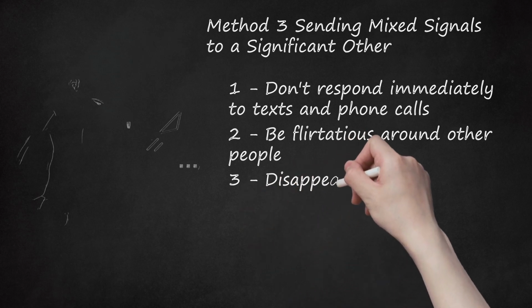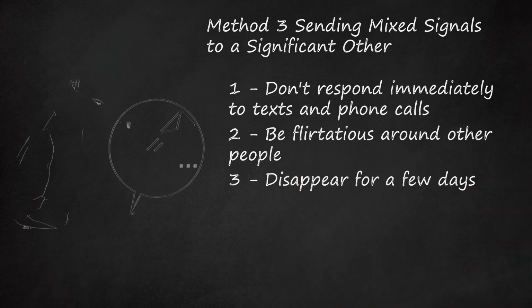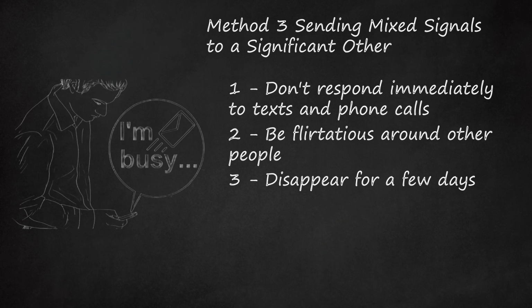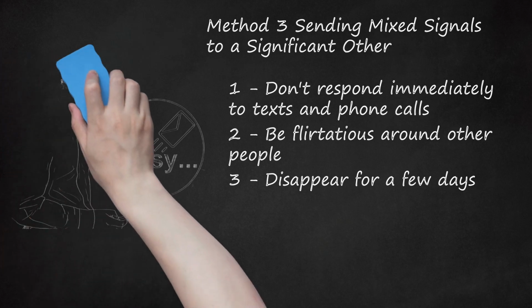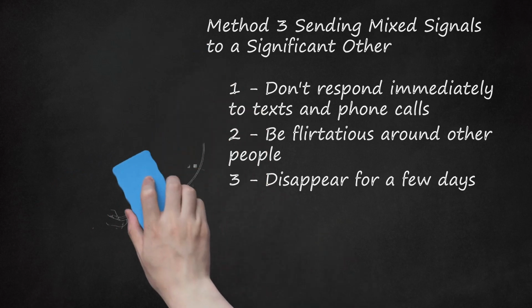3. Disappear for a few days. Maybe you two have been spending a lot of great time together, and things seem to be heating up. Throw her off course by not speaking to her for a few days. If she calls or texts you, asking you to meet up or just chat, simply send her a text that explains you are busy. Be vague, and tell her that you will call her in a few days when you get a chance.